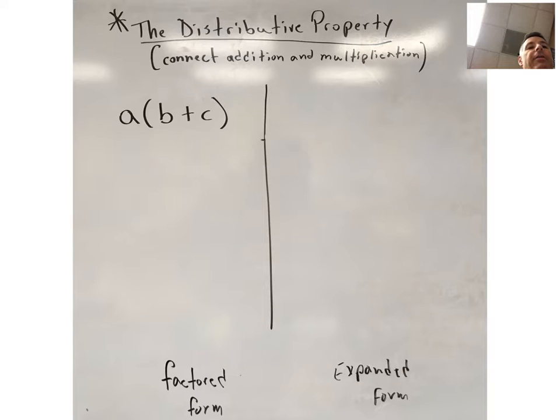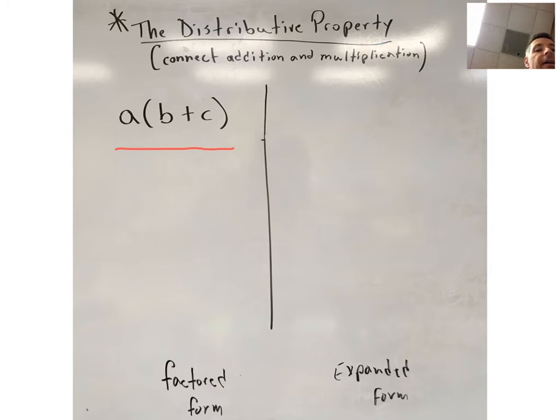The distributive property is a property that's very important in math, and the way I like to explain it is that it connects addition and multiplication. So in class I said if this was addition and this was multiplication, it shows how they're connected. So if we look at this distributive property first, let's look at it here represented with letters. So we have A parentheses B plus C.